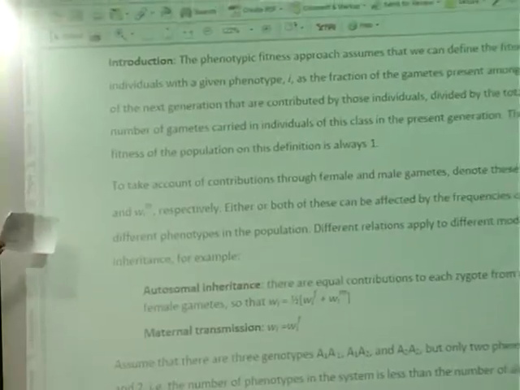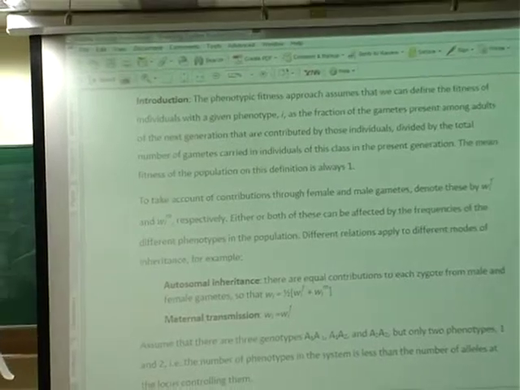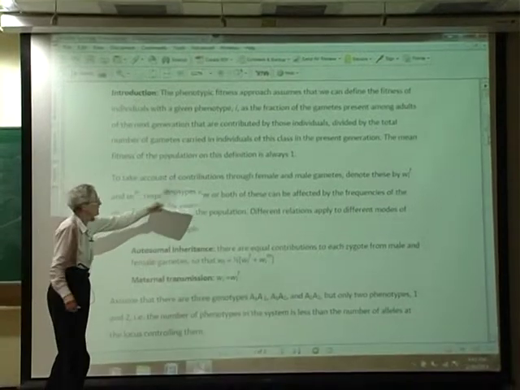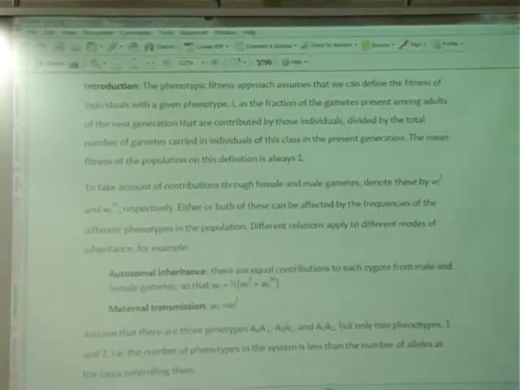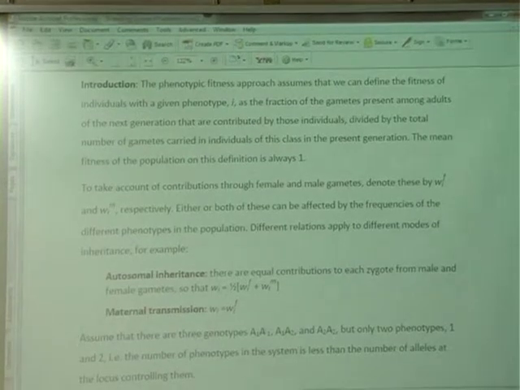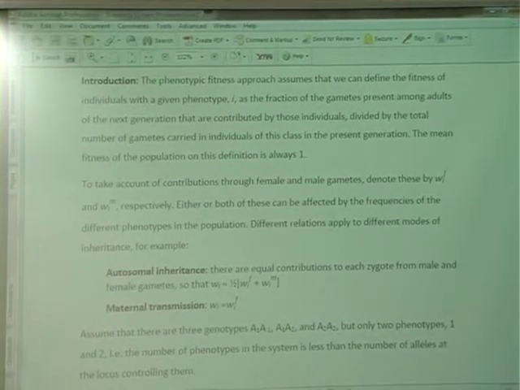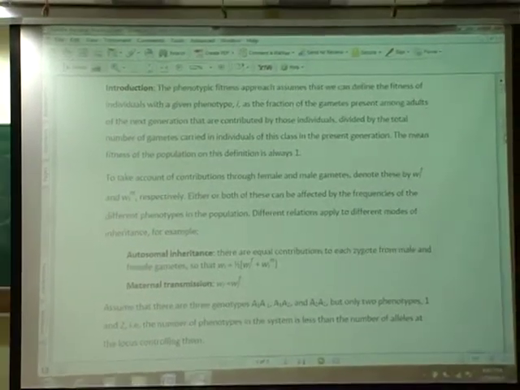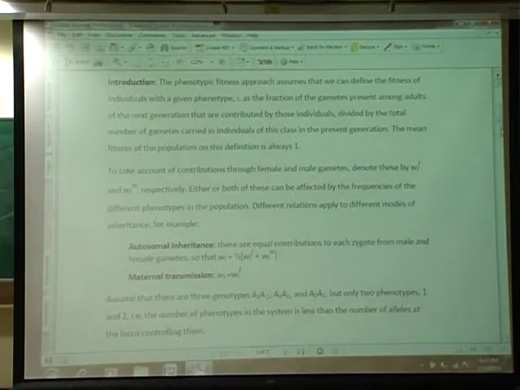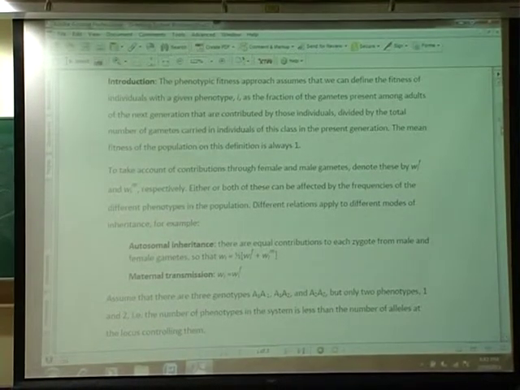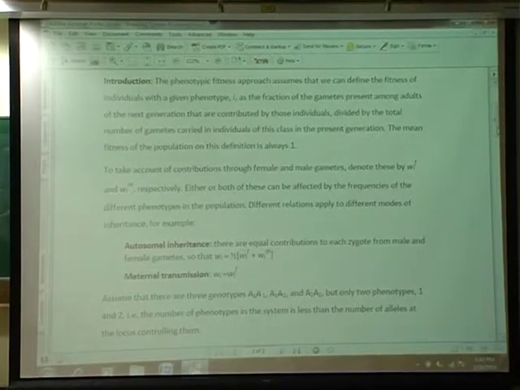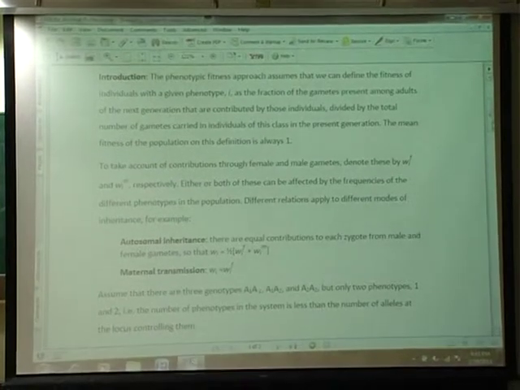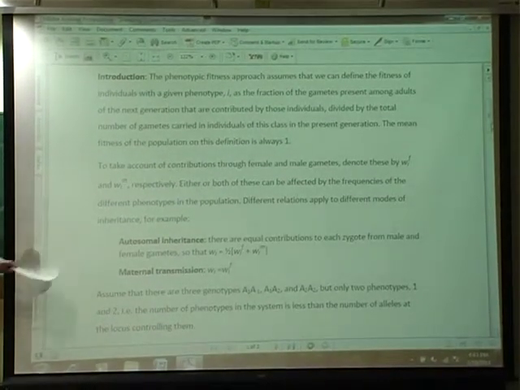And we want to take account of the contributions, obviously, through male gametes and female gametes, and we can call those WIF and WIM. The different phenotypes in the population could affect those fitnesses already, because individuals are mating with other individuals. So it's not a simple thing like survival or assigning a selection coefficient. The fitnesses emerge from what we assume about the rest of the population, but another important thing that determines them is the mode of inheritance.